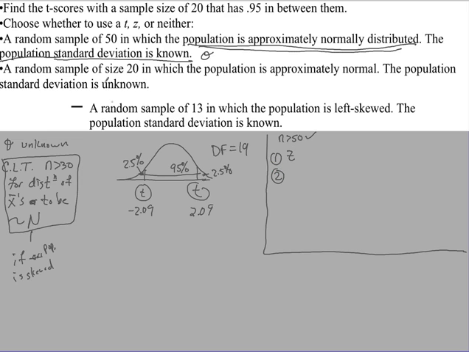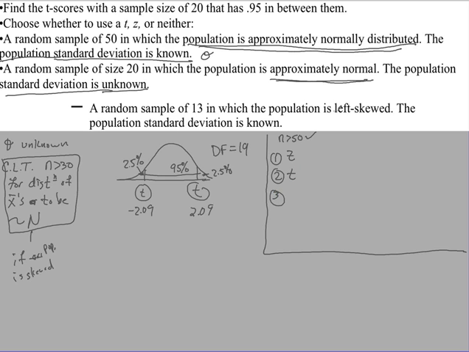Number 2. A random sample of size 20, and a population approximately normal. They give us that as normal, so I don't need the central limit theorem there. Because see, this is less than 30, so I would need it, but since this is normal, I don't need it. The X bars will be normal. But the standard deviation is unknown. So since it's unknown, we use T's.